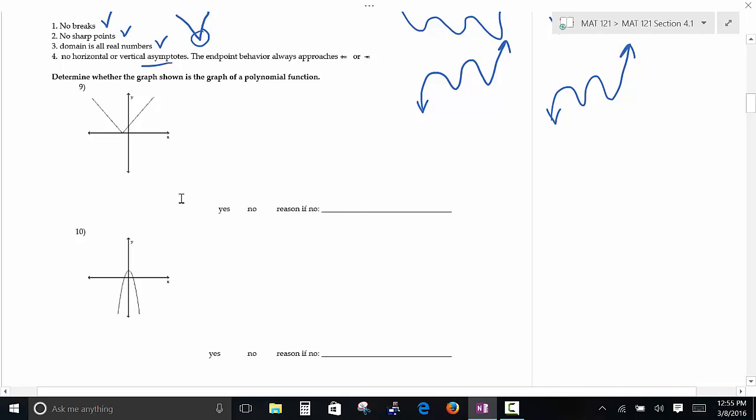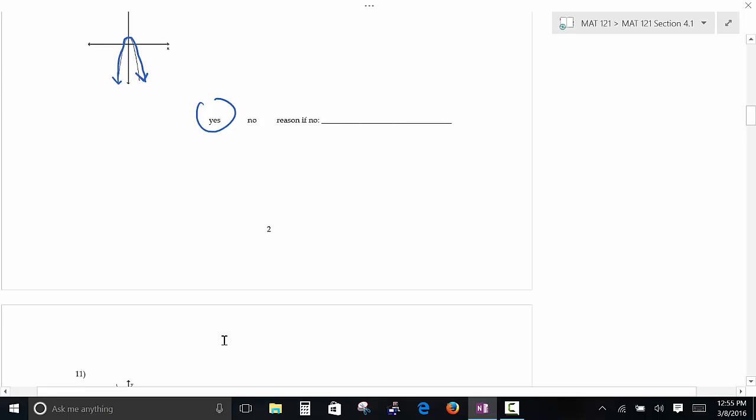So number 9 could not be a graph of a polynomial. How come? It has a sharp point. Okay, so reason: no sharp points. So when we do our graphs of polynomials, we're not going to have any sharp points. Okay, we're going to have nice curves. Okay, how about number 10? Does that look okay? Is there any breaks? No. Is there any sharp points? No. It seems to go on forever. The key thing on this is it's just like a quadratic. We've already learned how to graph parabolas, so that's a yes. That would be a polynomial. Okay, that's typically what they look like.